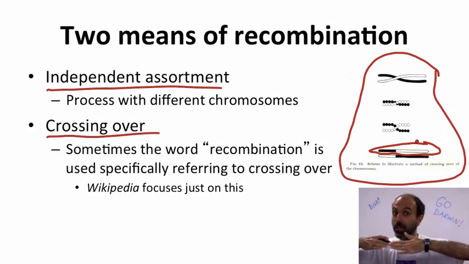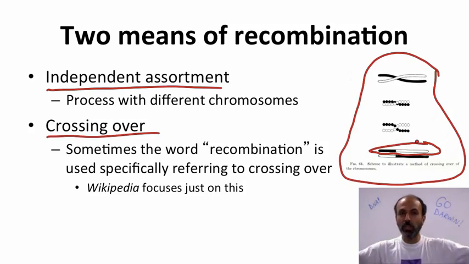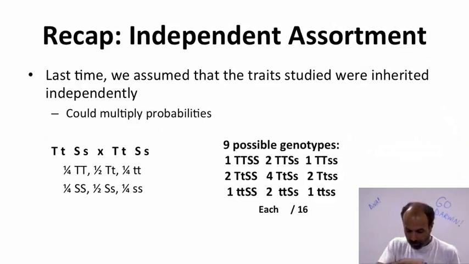So it's this, again, new combination, but it's actually happening along the length of one particular chromosome. So let me recap what these two things are. First, in terms of independent assortment. Importantly, we can study independent assortment by multiplying probabilities, right?